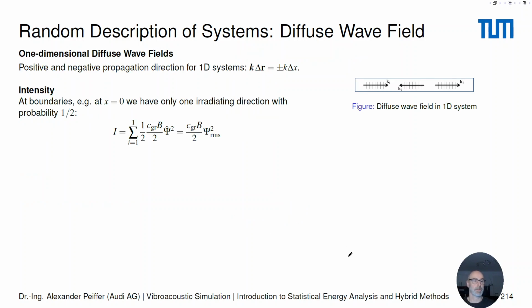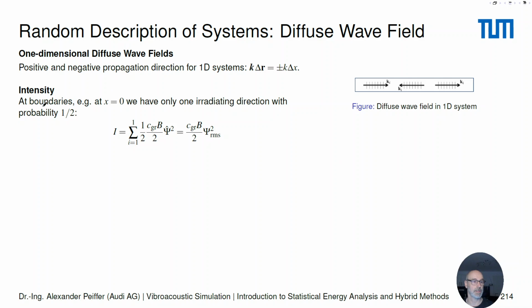Okay, so now we go through all dimensions step by step. Again, as mentioned, for the one-dimensional diffuse wave field, we have a positive and negative propagation direction. And that means that our expression k multiplied by delta r, where delta r is the distance of the microphone or whatever positions, is just plus minus k delta x.